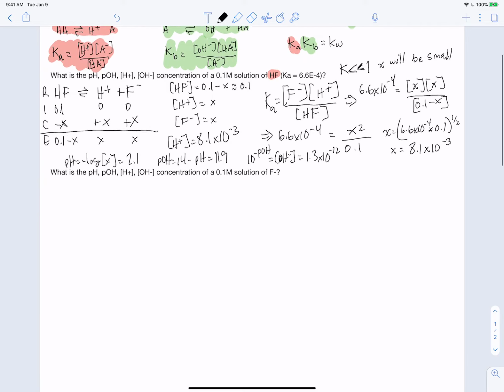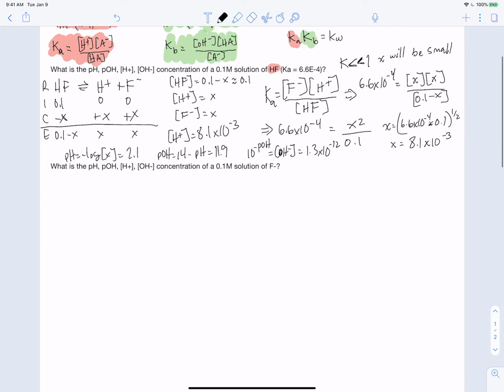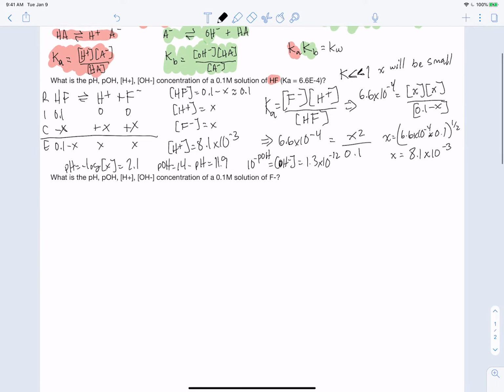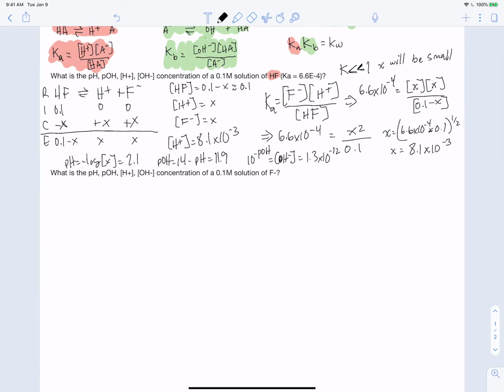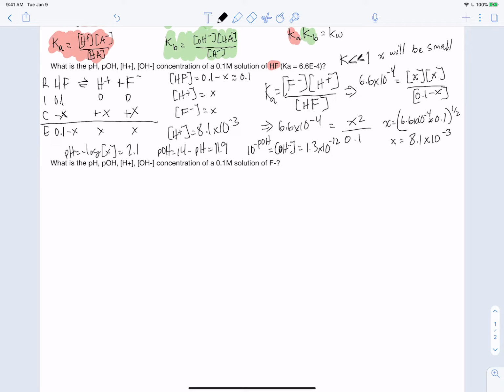Let's take a look now. I'll come back to that approximation we did for 0.1 minus x, when is that valid or invalid? After I work both these problems, I'll explain when. It's valid for both of these, but let's work through the chemistry, and then we'll come back to some of that math.